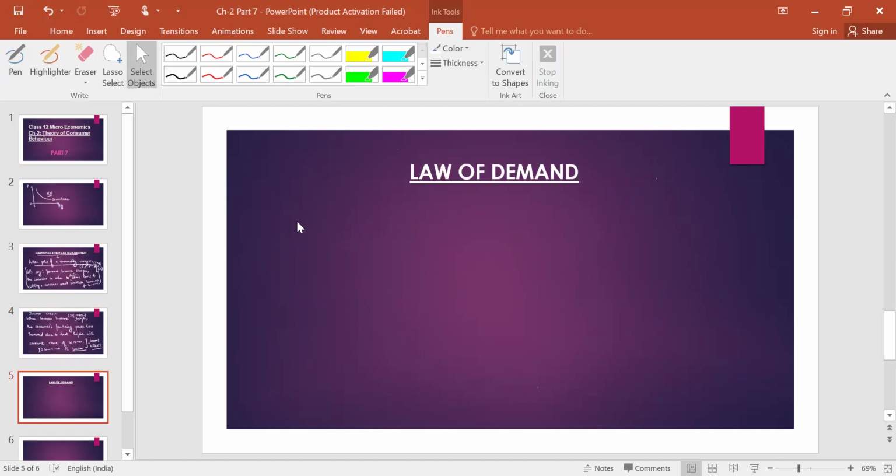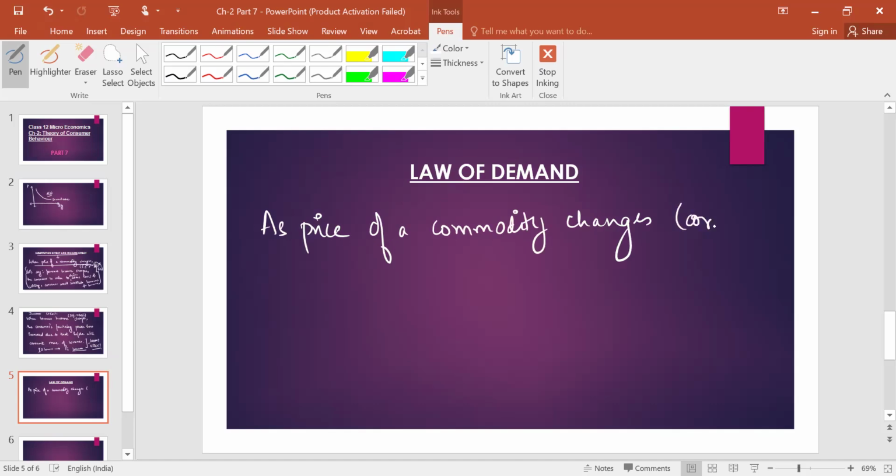Now, just to sum it up, let's understand the law of demand with the help of a formal definition: as the price of a commodity changes, considering other factors remain constant.